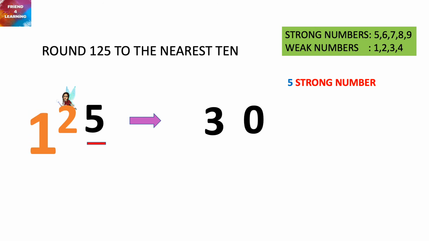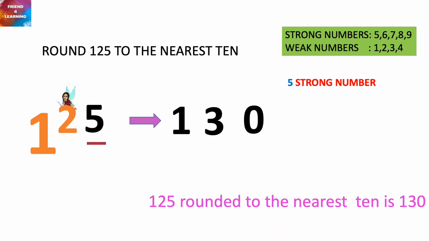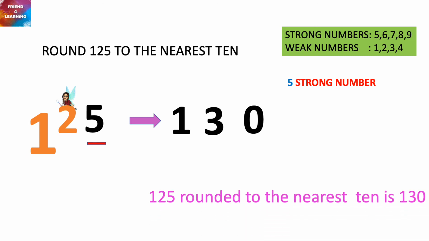So, here you can see 1 in the hundreds place. Just bring the ones in front of this tens. That's it. So 125 rounded to the nearest 10 is 130.